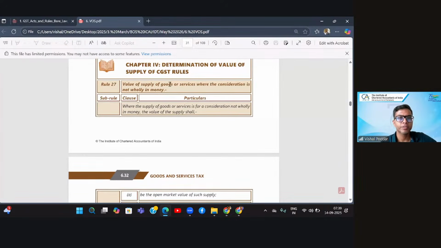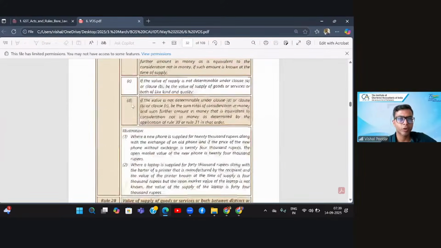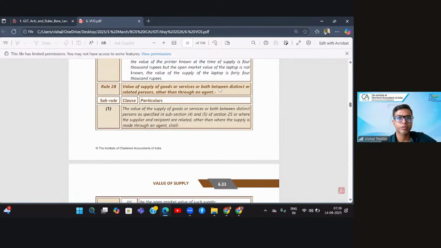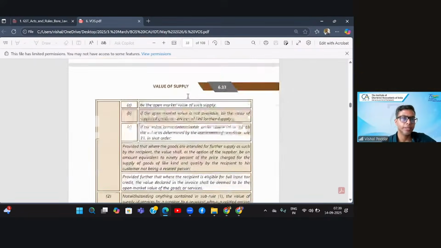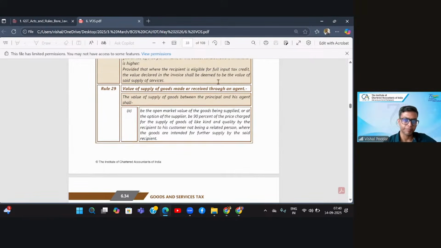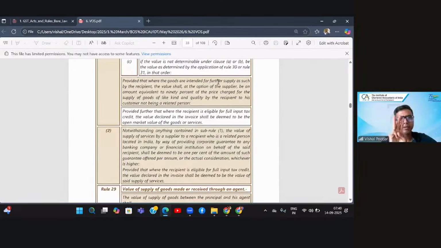So 27 says value of good service where consideration is not wholly in money. 28 says value of supply of goods or service or both between distinct persons or related persons other than agent. And 29 says where the value of supply is through an agent. Now, we had three conditions. What are those three conditions? There is no price, buyer seller related, and price is not the sole consideration. Now, when any of these fails, I said you will come to these rules.